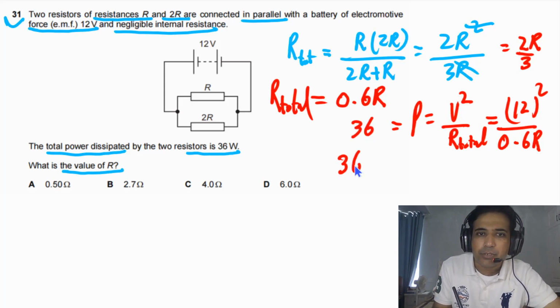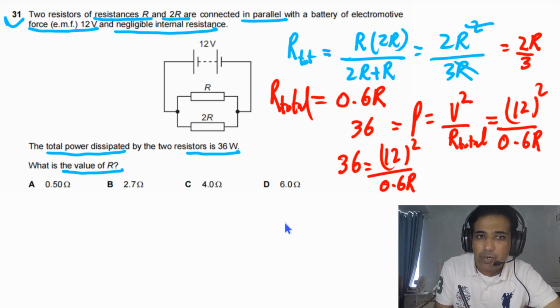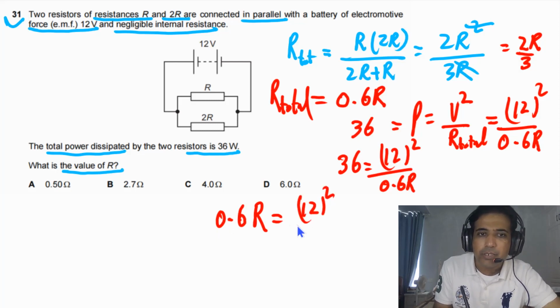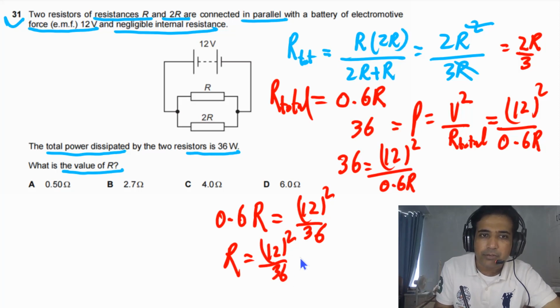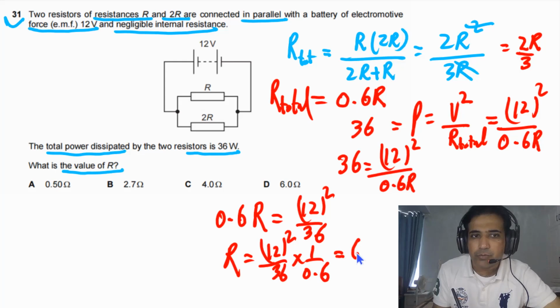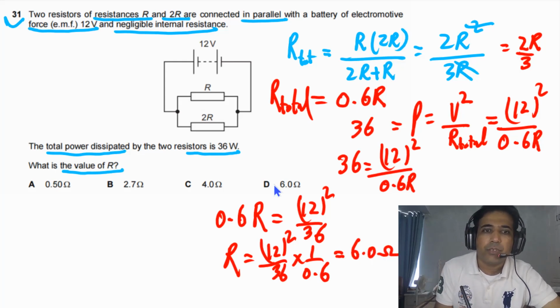For this question, simply we need to find the value of R. So if we rearrange this, we can say 0.6R will be equal to 12 square divided by 36. We need to find R, so we can divide both sides. So this is 12 square divided by 36 multiplied by 1 over 0.6. If we solve this, our final answer will be equal to 6.0 ohms. So this is the final answer, and this is how you can approach this problem.